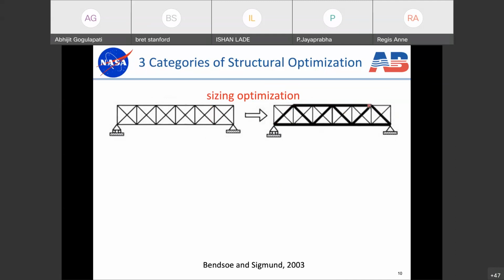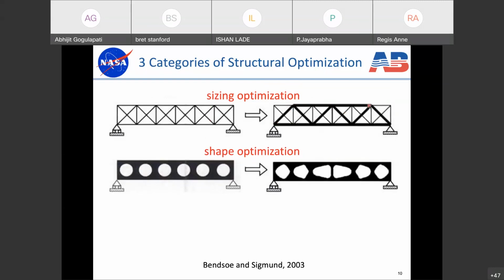The second category of structural optimization is shape optimization. This is not quite as old, and it's not quite as easy, and it's not quite as routine. The idea here is that we would take our design domain and seed it with cavities, and then we would ask the optimizer to find the optimal shape of each of these cavities, which might result in a configuration like this, perhaps. So those are the first two categories.